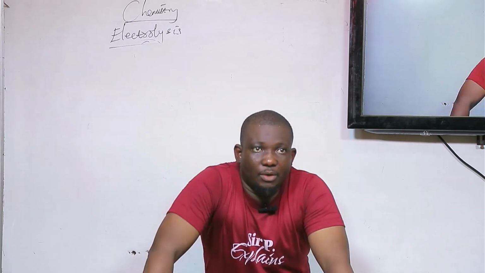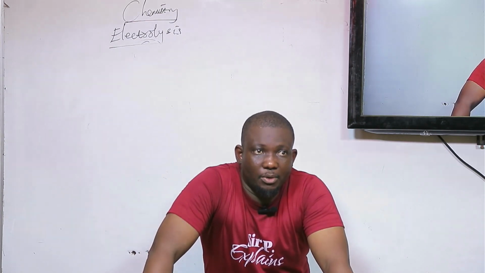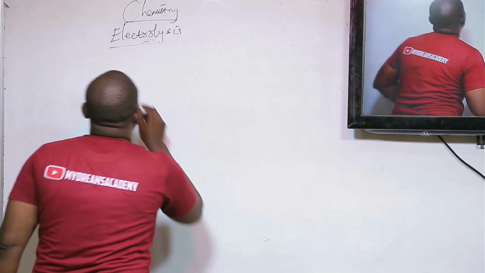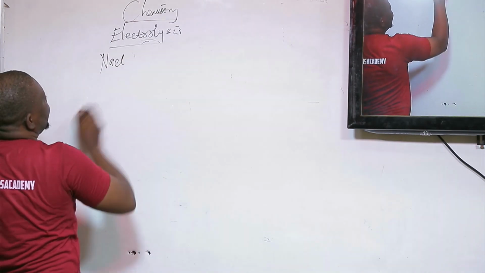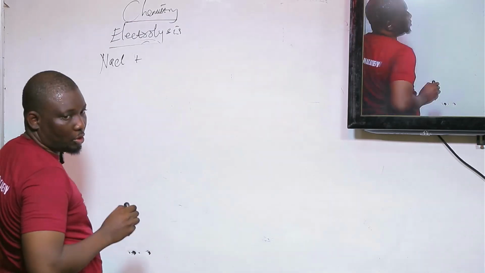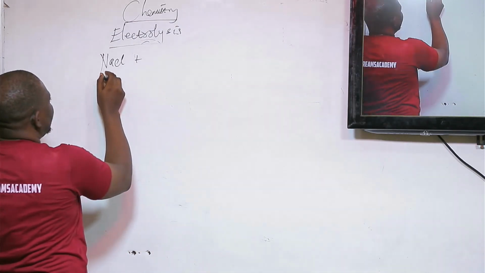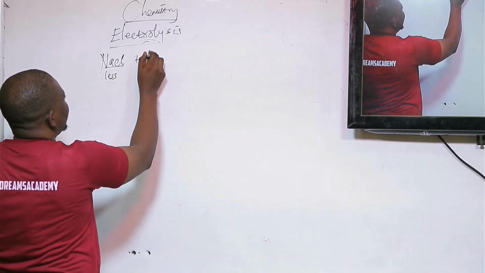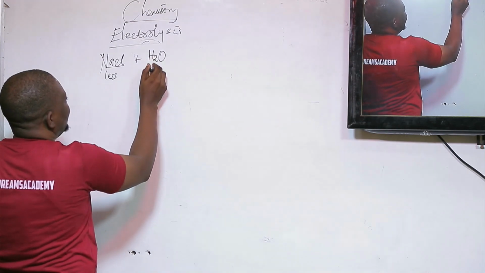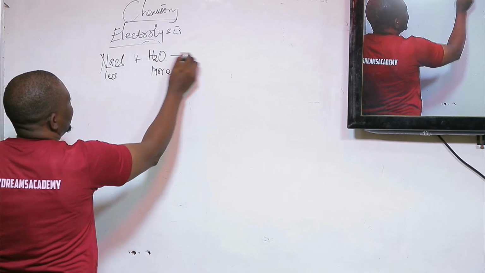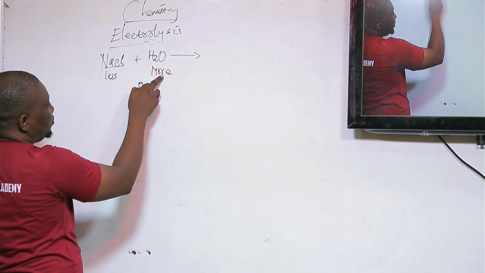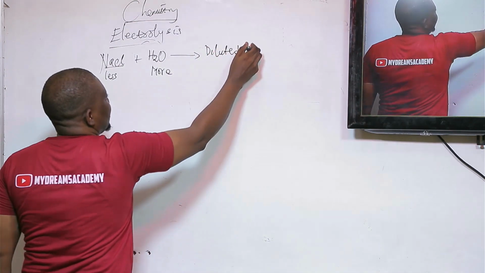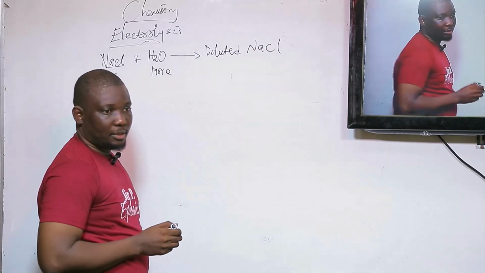Let's say electrolysis of aqueous sodium chloride and dilute sulfuric acid. Aqueous sodium chloride: when you have salt, sodium chloride, plus solvent, I have less of the solid and then more of the water. What do you say about having more of the water than the solid? You now say that this is dilute NaCl. Are you with me now?